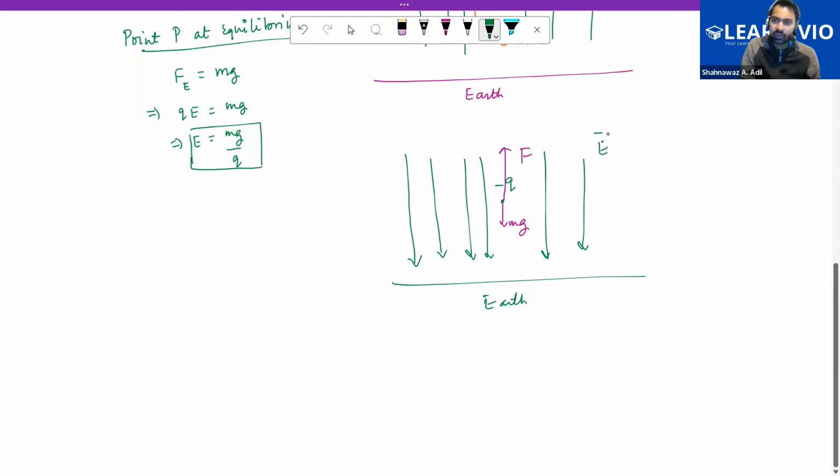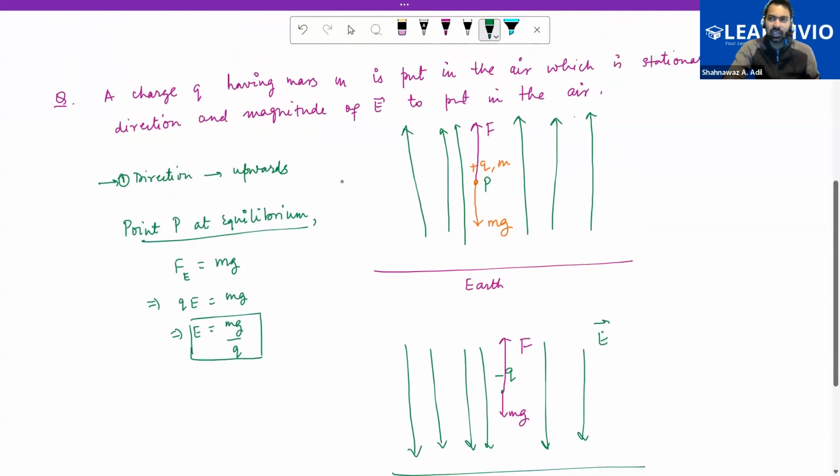So this is the electric field, and the magnitude would be the same, this one. Okay, so good. Please note down this question, and then we will talk about another question, right?